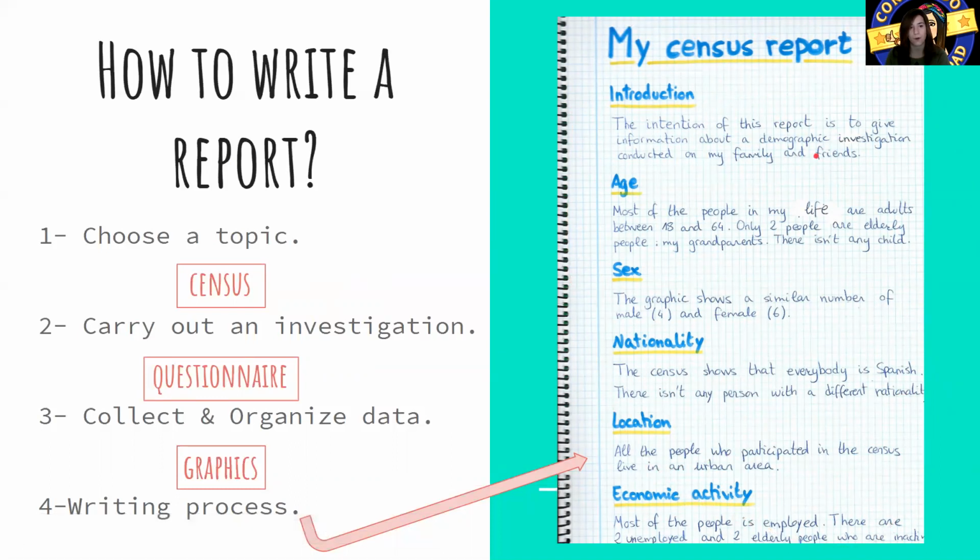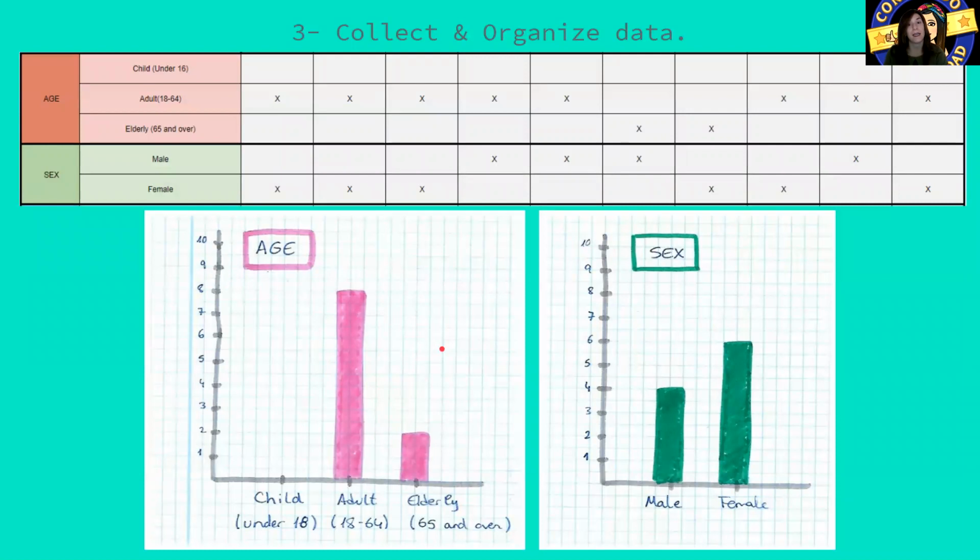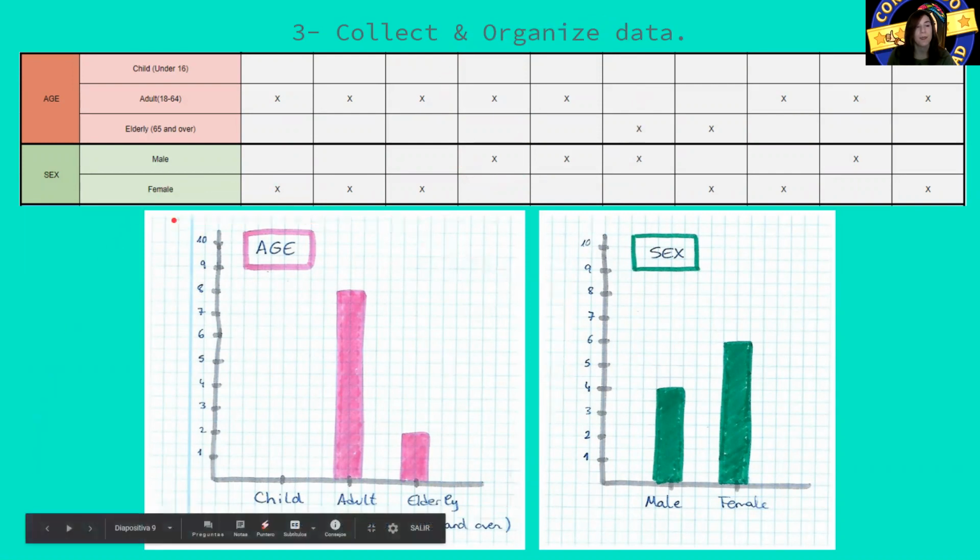Here we go. Step 2, carry out an investigation. Here I show you again my model of the census. And today you will need to look at your models. I will put the link in the drive and in Classcraft so you can access your reports, or if you did it on the notebook, please have the notebook in front of you. After carrying out the investigation, today we're going to collect and organize the data. So I'm going to have a look at my table and I'm going to draw this kind of graphics.